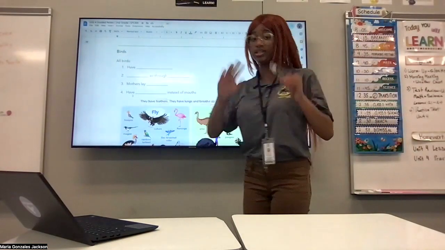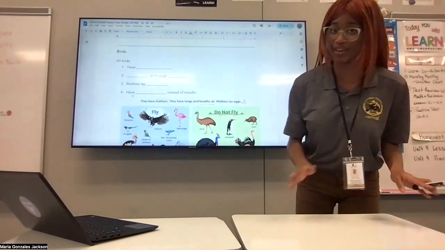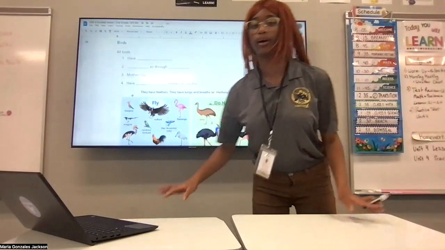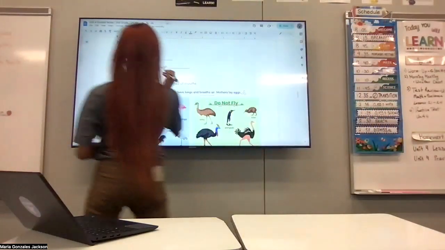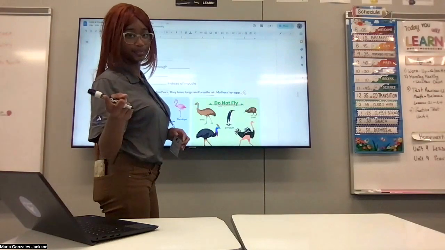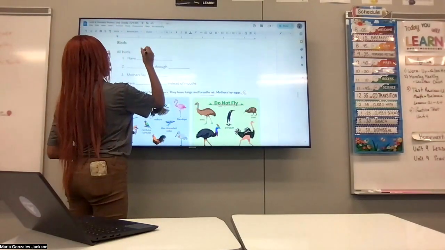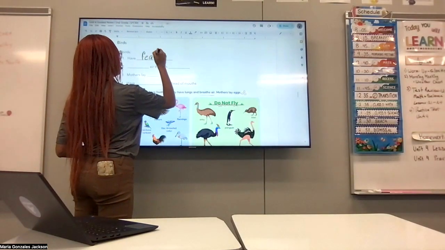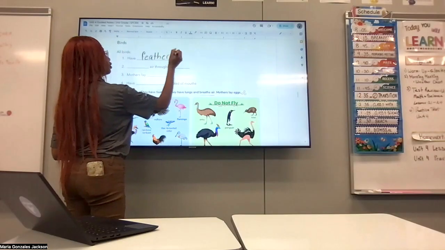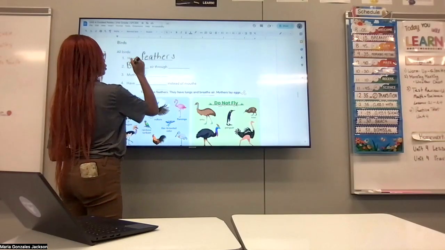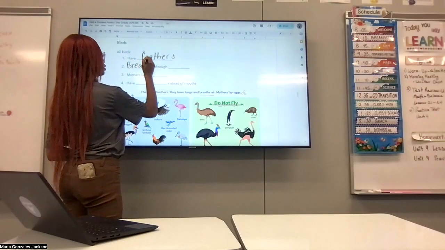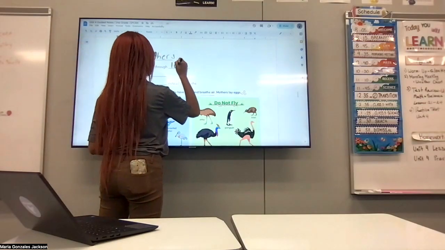So this means these are not mammals, they're a completely different type of animal. These are your birds. That's right, birds. All birds have feathers. That's right. They breathe air through what? Lungs. That's correct. They breathe air through lungs.